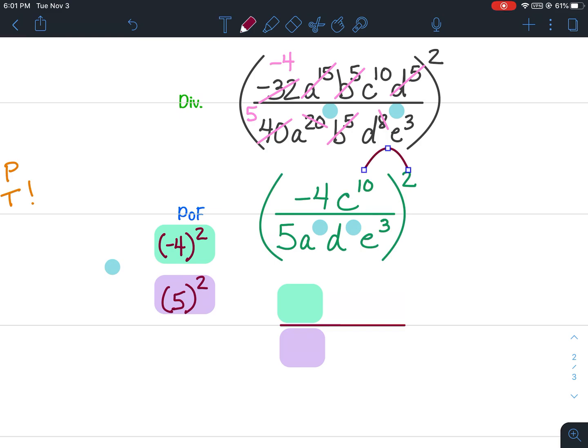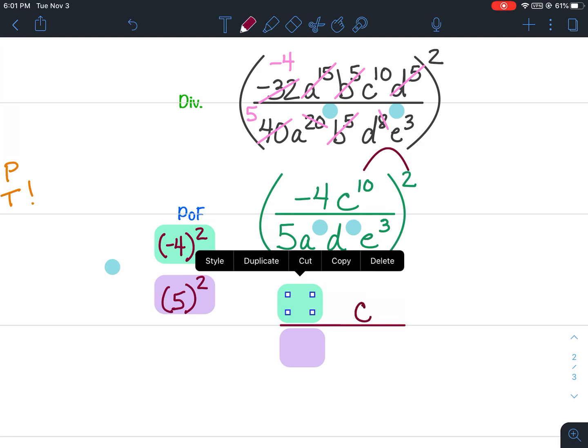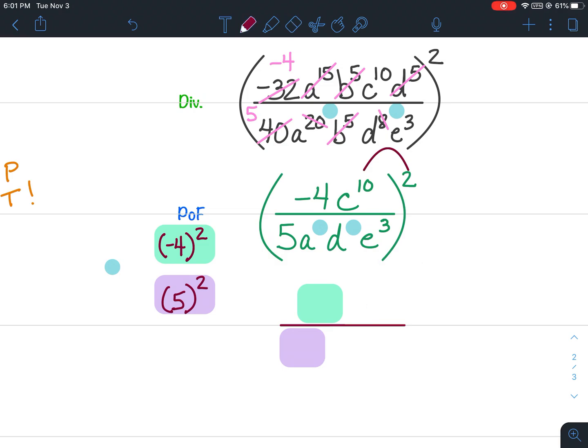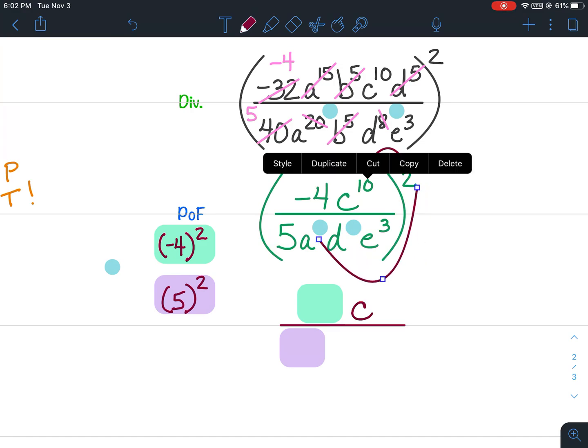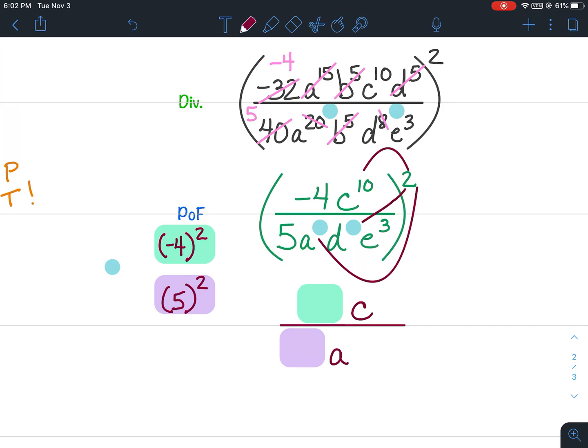So you're going to take 2 times 10 to get your c term. I'm going to move this over so it's a little more centered. And then you're going to take the exponent for the a, multiply it by the 2 to get your exponent for a in the denominator. I'm trying to figure out the best way to do this so you can see them all.